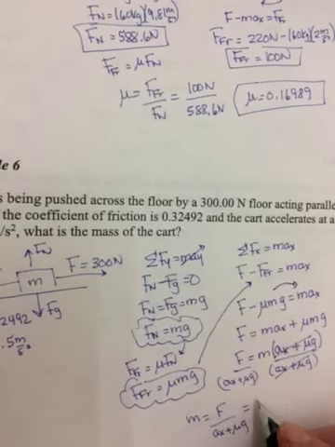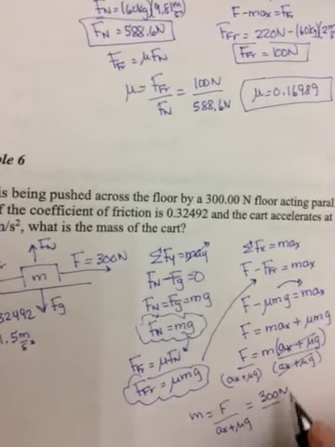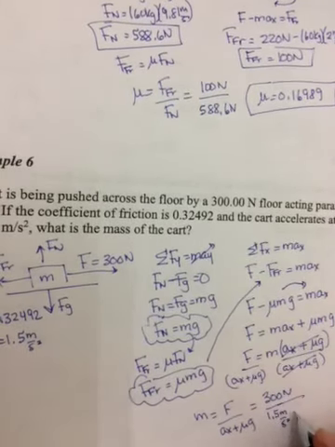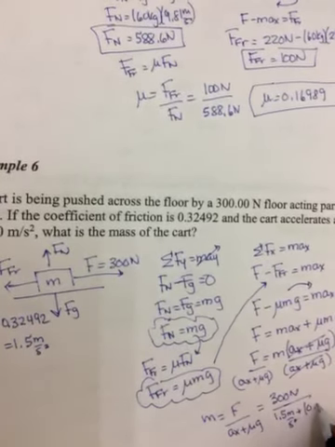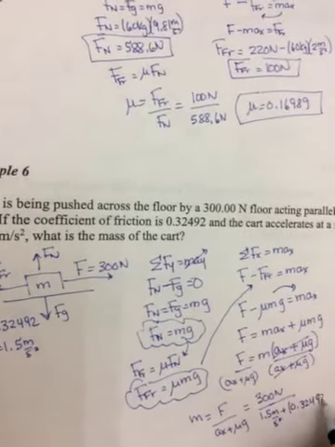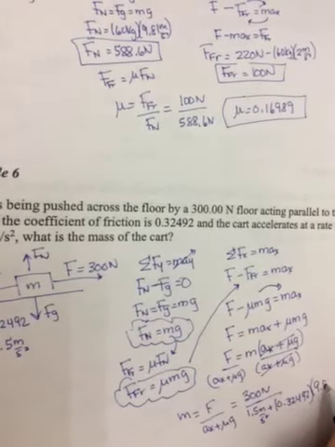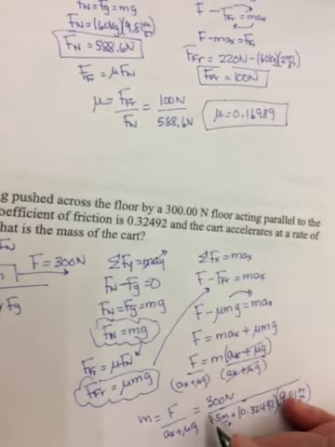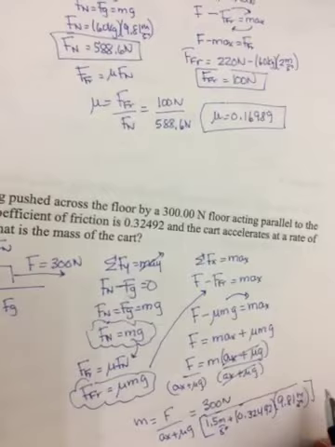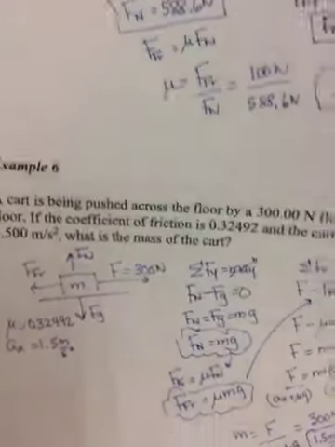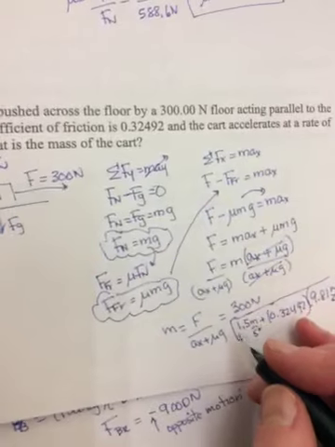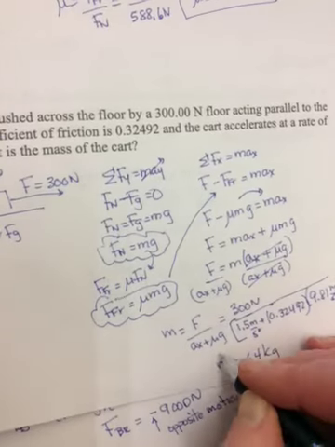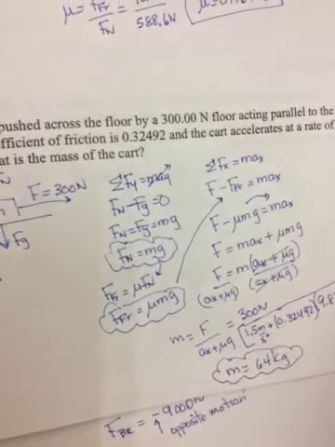And now I fill in my numbers. F is 300 newtons. A was 1.5 meters per second squared, plus mu was 0.32492 times g, 9.81 meters per second squared. Now when you go to type this in your calculator, make sure you have brackets around this whole bottom part. So 300, open the brackets, type the stuff in, close the brackets, press equals. And when you do, you should get a mass of 64 kilograms. Cool? I think it's cool.